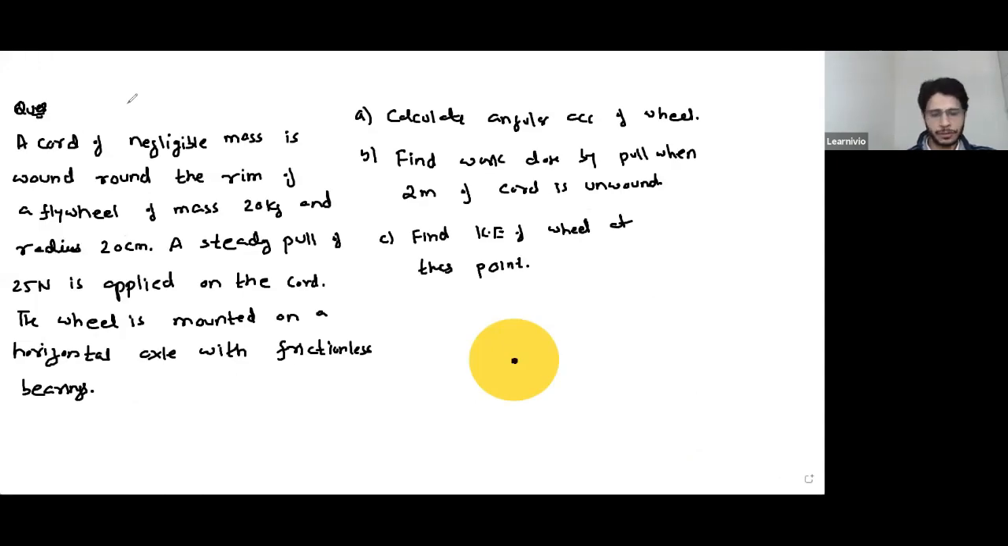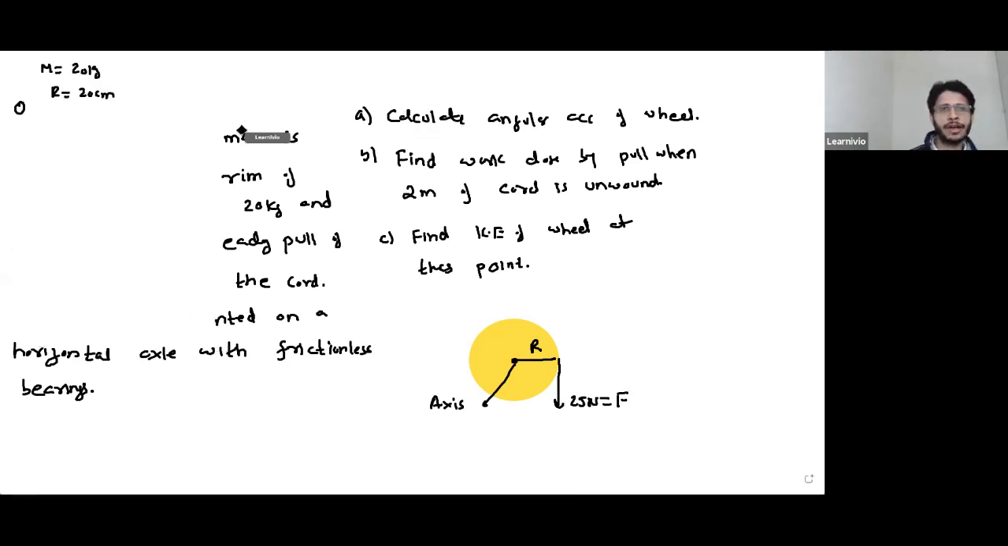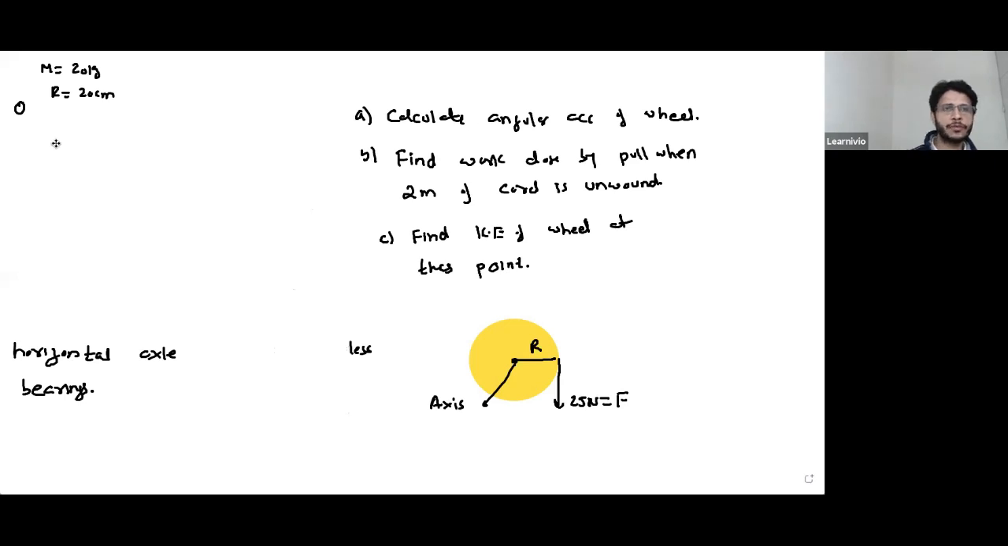So the first part is very trivial. You're applying a force of 25 Newton to the wheel. So this is basically the axis about which the wheel is rotating. This is the radius of the wheel, and you're applying force in this way, 25 Newton. Okay, you people will try this numerical one by one. You're applying some force over the wheel, and the wheel is rotating about an axis.